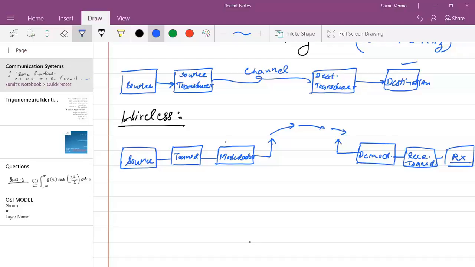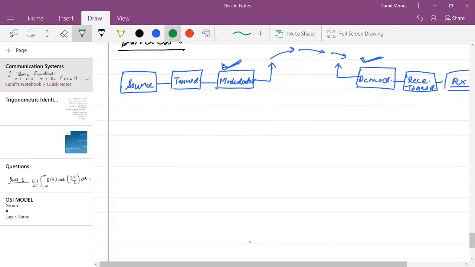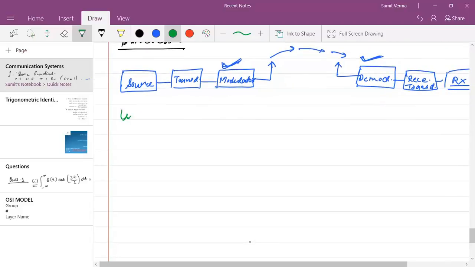This is the difference between wired and wireless systems: modulation and demodulation. The first few chapters of communication systems will deal completely with these modulation and demodulation techniques. So the question arises, why do we need modulation or demodulation? The question we need to answer now is, why modulation?